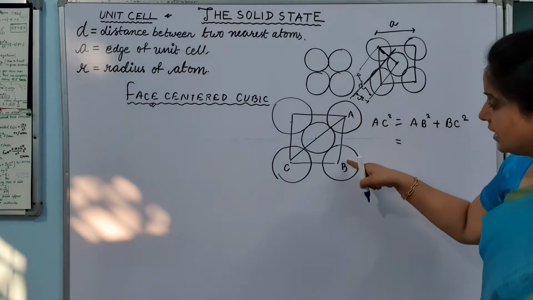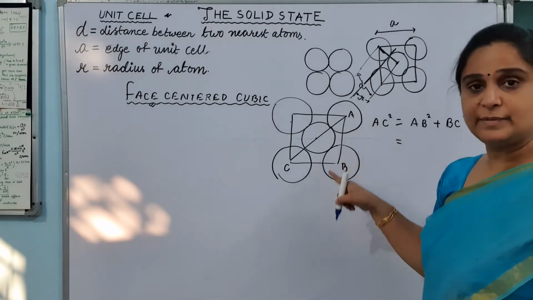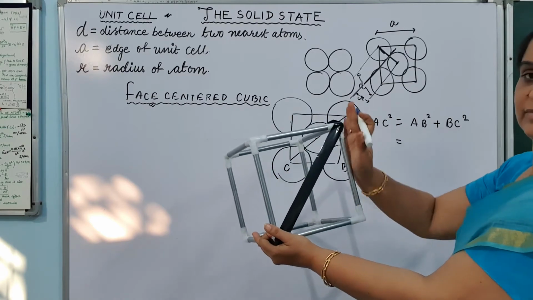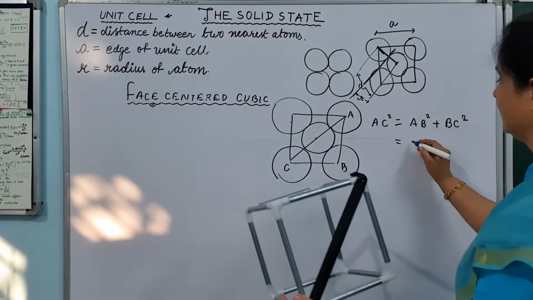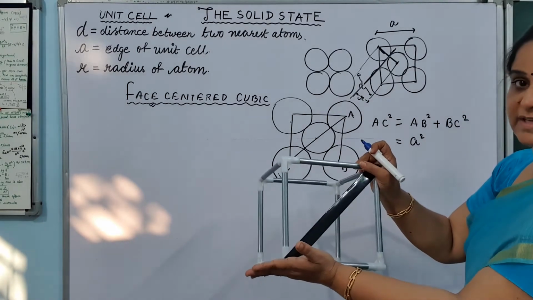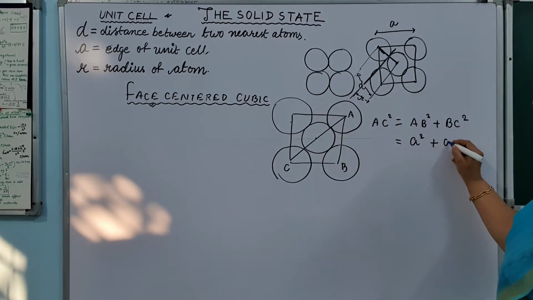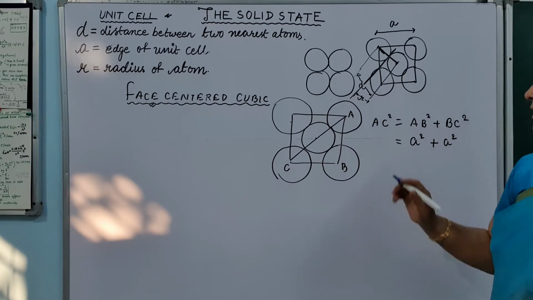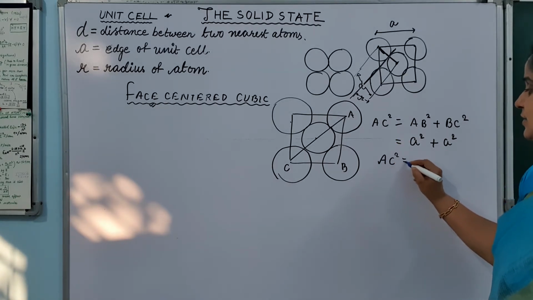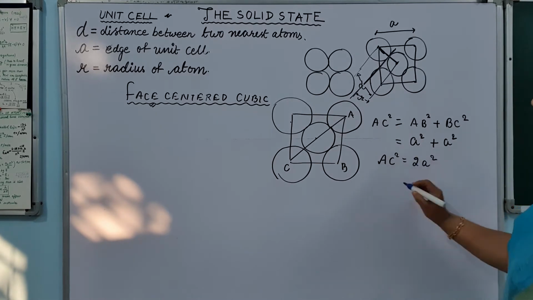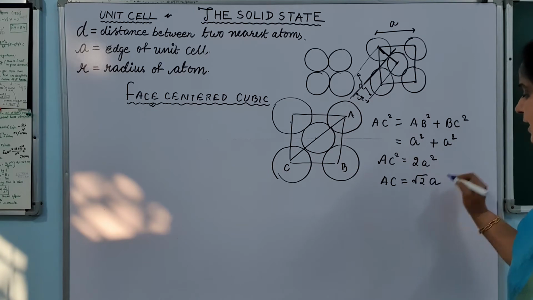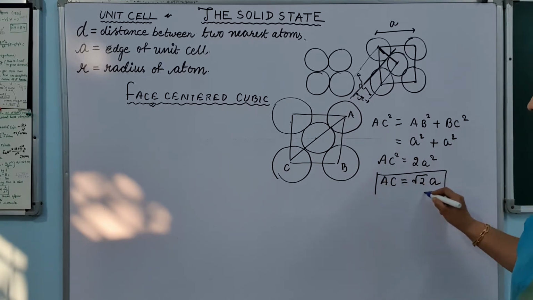Now let's see what AB is here. Can you tell me what AB is? Look at this, edge of the cell. This is the edge of the cell. So this is A square. What is BC here? Edge of the cell. So this is A here. Now what is left out? AC square. So what is AC here? AC square equals 2A square, and it makes AC equals root 2 A. So here AC equals root 2 A.